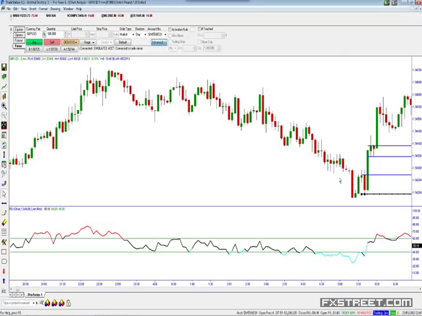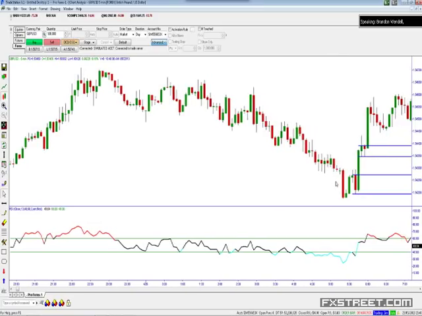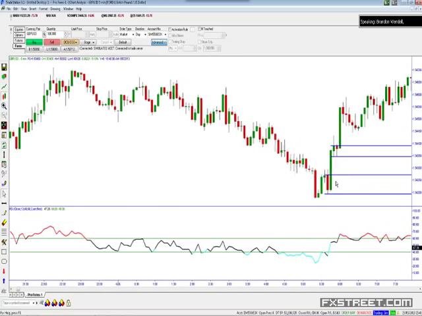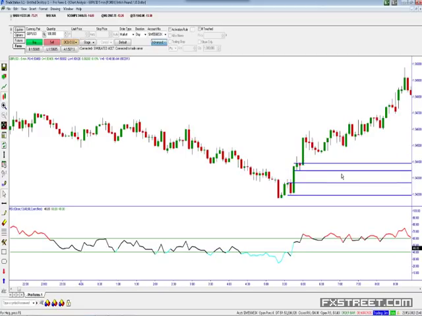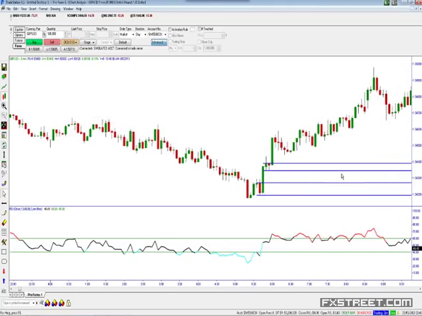So we've got a couple areas here that I'd be watching for. If we retreat back to that, I would go long, only if the RSI stays above 40. Well, unfortunately, no opportunities yet. Just have to be patient.